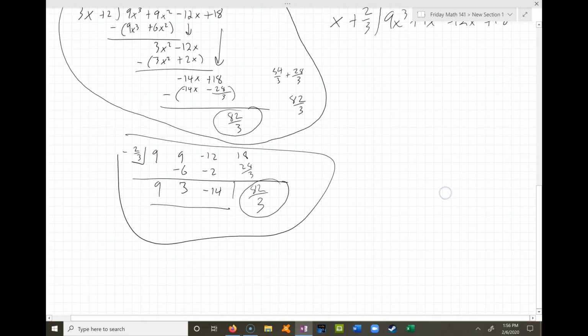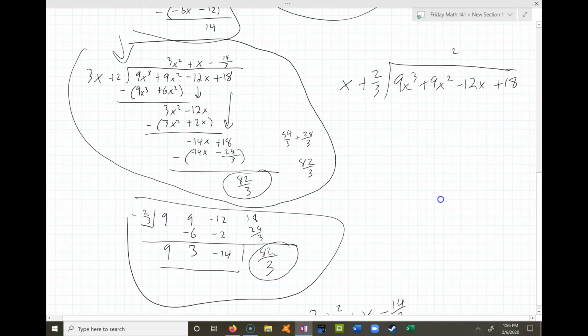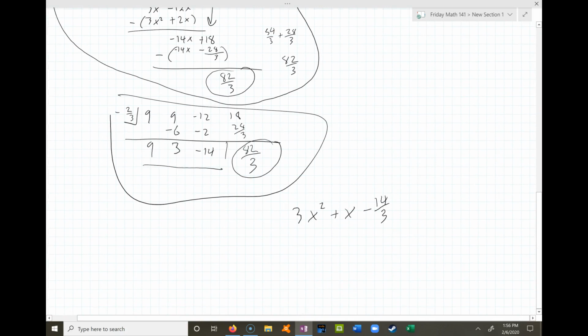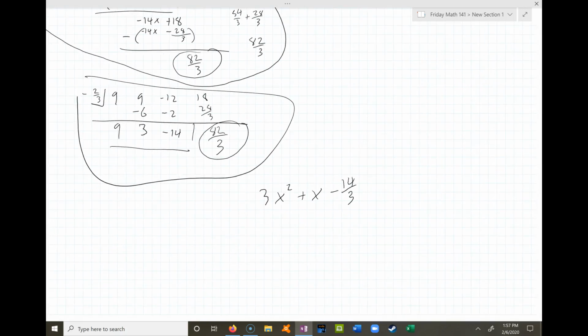So if I was to just do this without looking at that synthetic division, I would have got an answer like this, and I would have said the actual answer to the problem I want is 3x squared plus 1x minus 14 over 3. So I just divide all my coefficients by 3. Why am I dividing by 3? Because that's the coefficient of the lead term in my divisor, the thing I'm dividing by. Okay? So that's a little rundown on synthetic division.